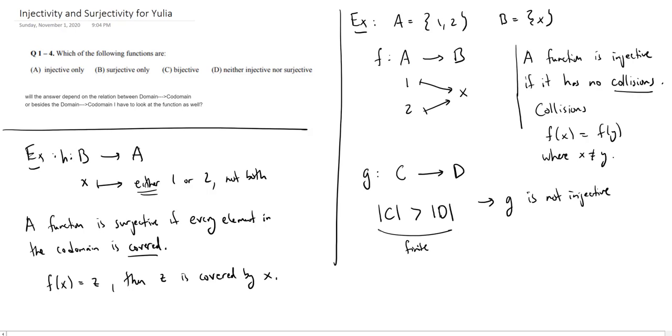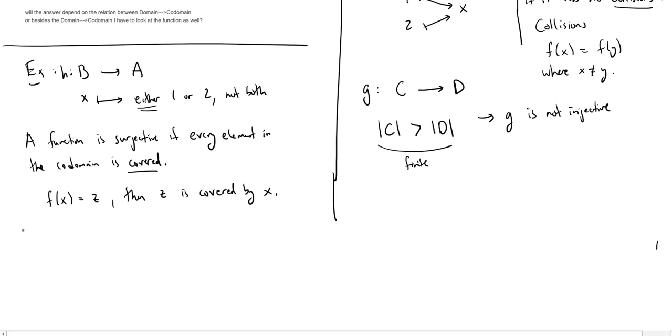If you have more elements in the codomain than the domain, then there's not enough elements in the domain to cover everything in the codomain. So we can make this extra statement. If you have some function, now we'll call it, say, k, from some set E to a set F, and if you know that the cardinality of F is greater than the cardinality of E, this will imply k is not surjective.